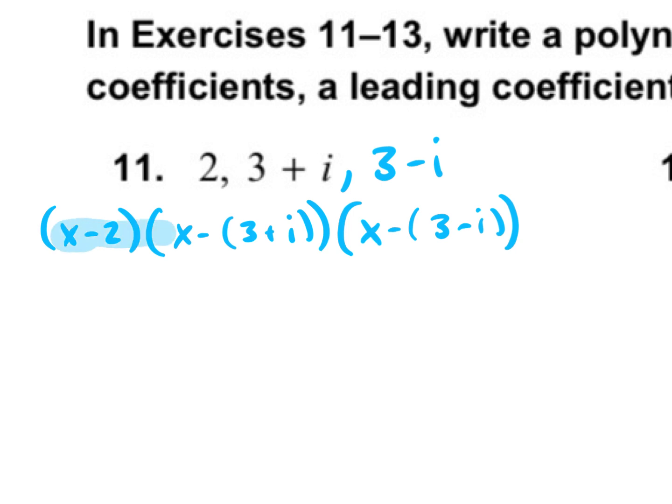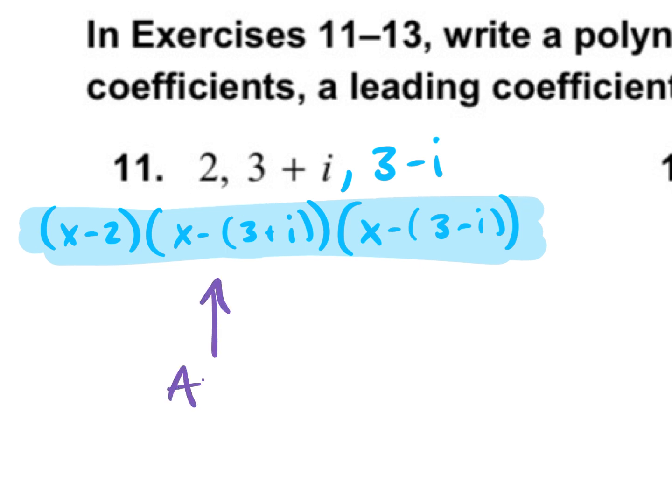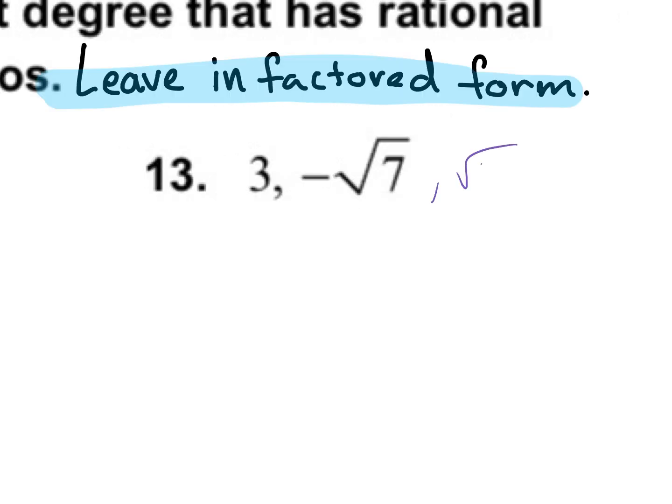This is where we stop when it says leave it in factored form. This is factored form. This is your answer. You don't have to multiply this out. You are done here. That's the answer. Yeah, positive square root 7. So any conjugate needs its pair. Any complex number. So if it's a square root or an i, it needs its pair.